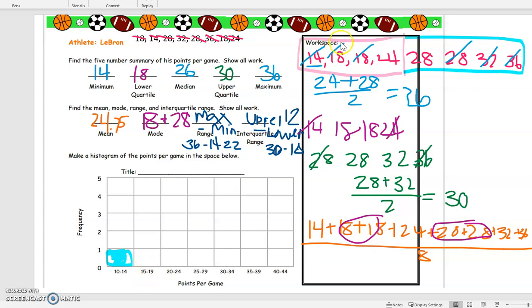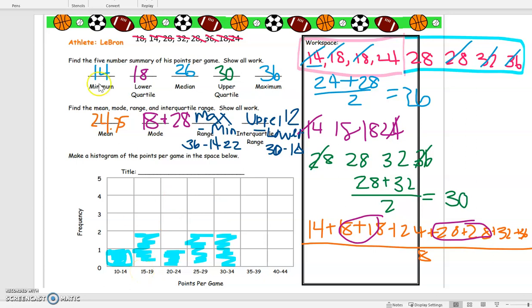15 through 19, so any number, 15, 16, 17, 18, and 19. I have 2 18s, so I would shade in 2 boxes. 20 through 24, I just have 1 24. 25 through 29, once, twice. And then 30 through 34, again, twice. Okay, so you can just shade in.